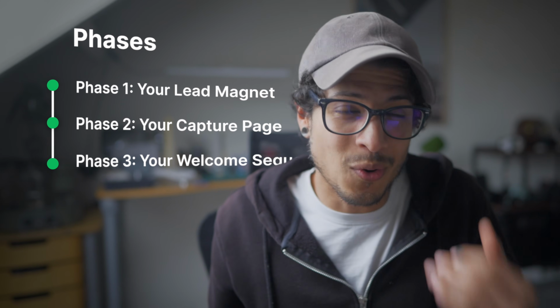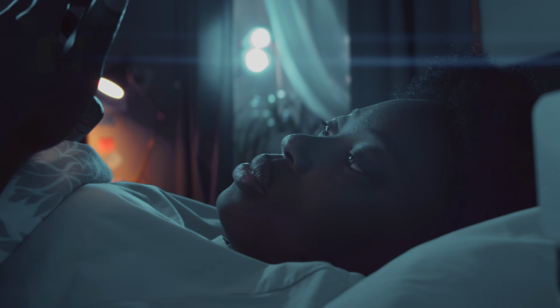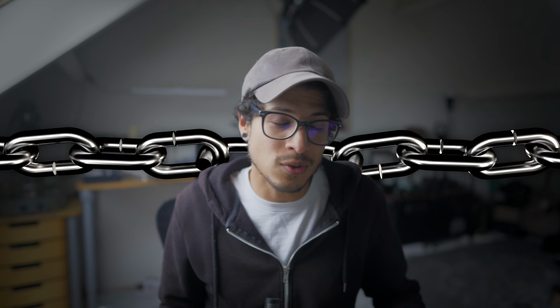Phase 3 is your welcome sequence. This separates lists people stay on from the ones they unsubscribe from at 11:28 at night, for example. Most people, well, they mess this up. They either send nothing or jump straight into a pitch. You don't want to do that. Both of those are going to break the trust that you're working so hard to build.